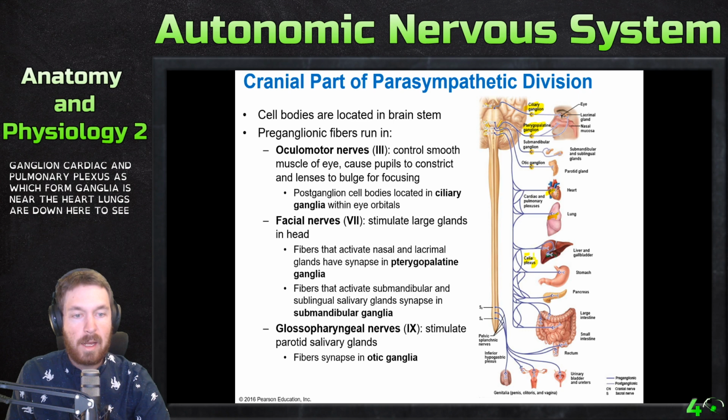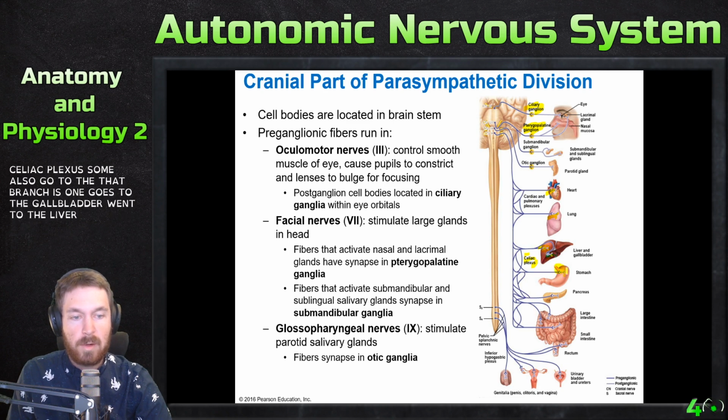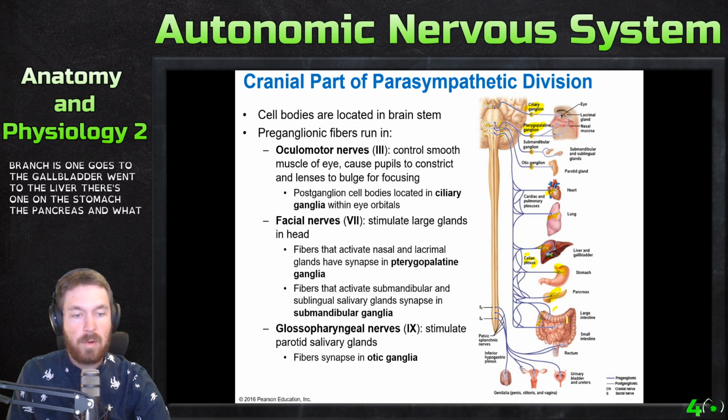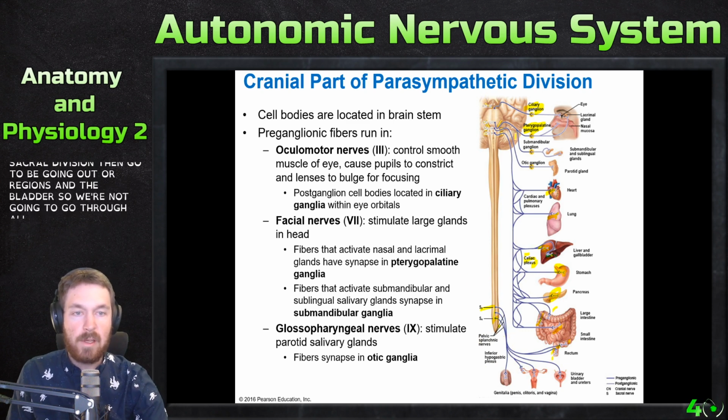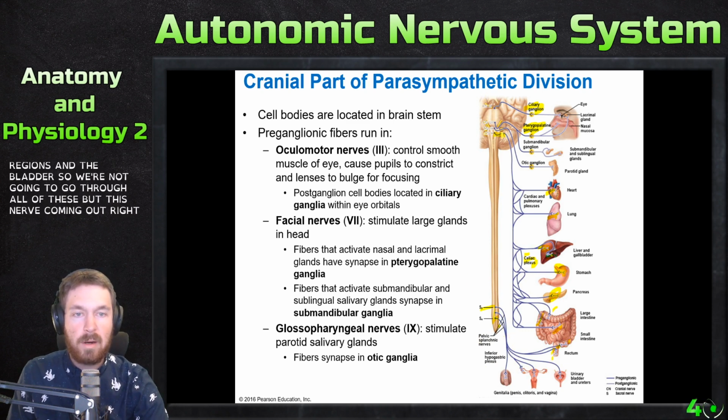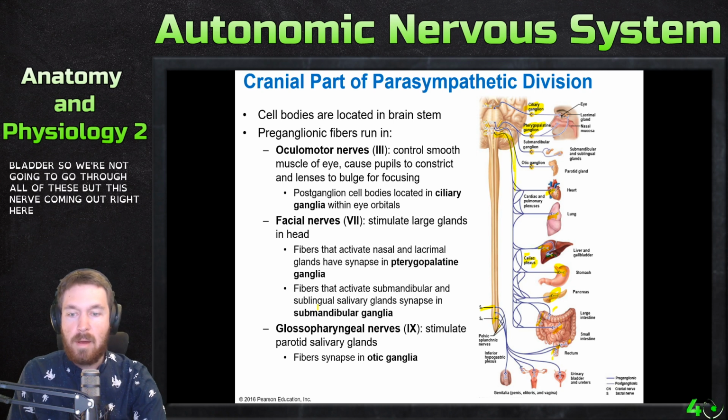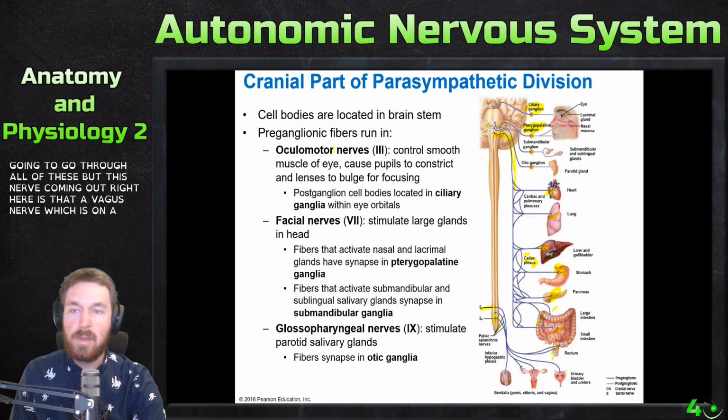Down here is the celiac plexus. Some also branch, one goes to the gallbladder, one to the liver. There's one on the stomach, the pancreas, and multiple ones on the intestines. And then down here in the sacral division, they go to the gonadal regions and the bladder. So we're not going to go through all of these, but this nerve coming out right here is that vagus nerve, which is on the next slide.